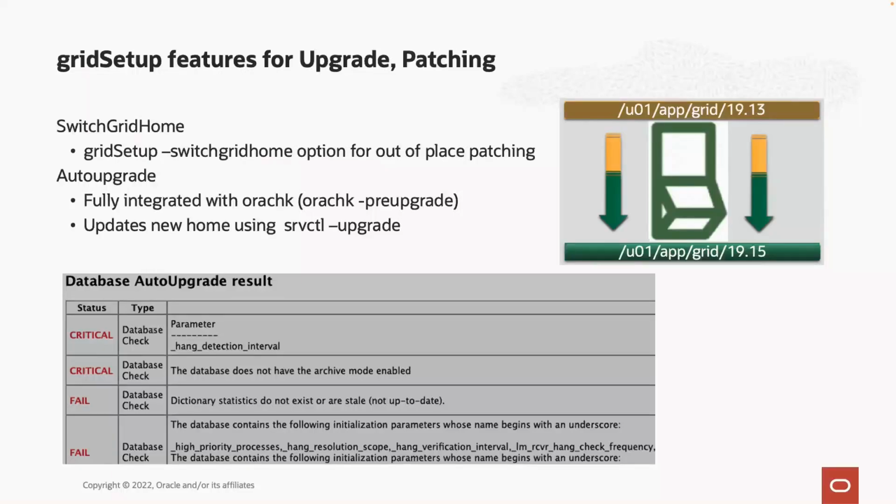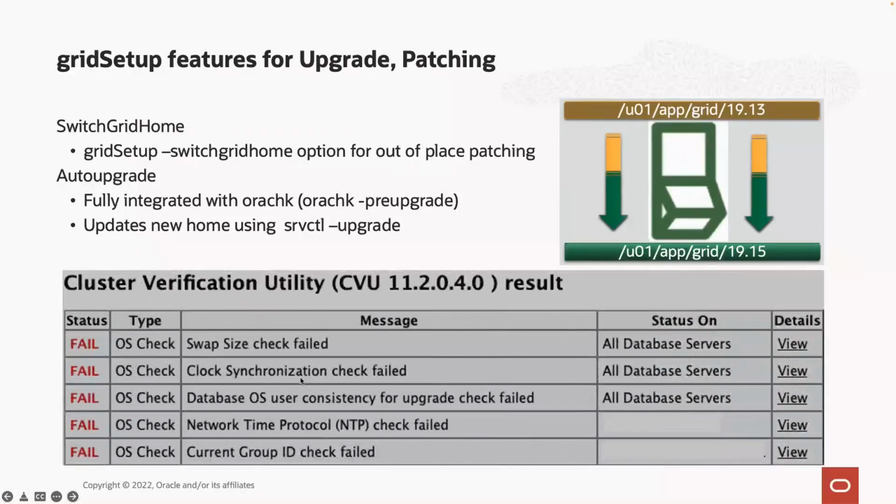But the moment you decide that, all right, I have got my approval from my management and my business leaders that I want to apply the 19.15, you basically go and click one switch, which is grid setup switch grid home, and we'll move it to the 19.15. We also have what we call merge of the auto upgrade. So if you run auto upgrade, we'll tell you the auto upgrade checks, and we have merged it with the cluster verification checks. So these are all going to be in one place for you.